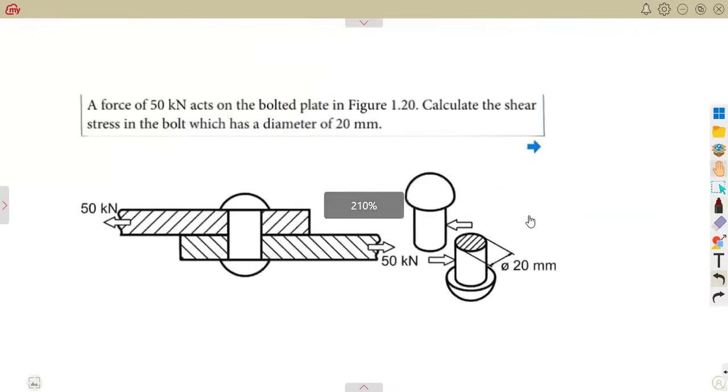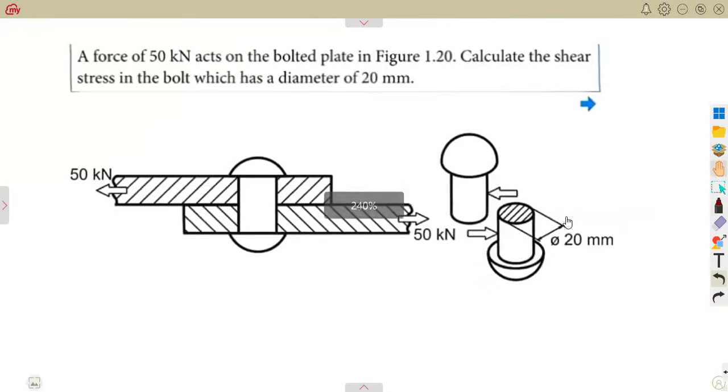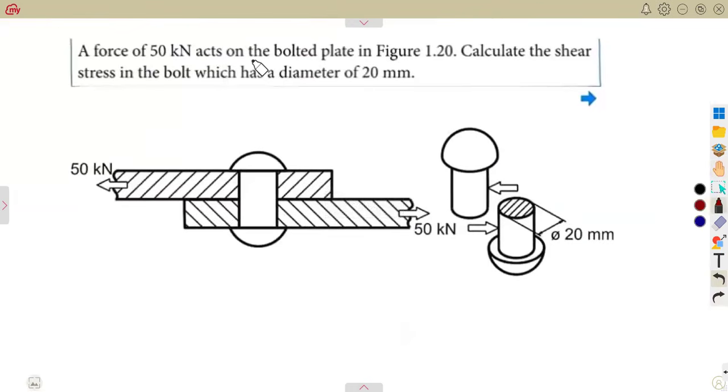So we're just going to consider some of the examples that we are given here. On this question, we are given that a force of 50 kilonewton acts on a bolted plate in Fig 1.20. This is a bolted figure. Thus, we are talking of what? A single shear of force. That is a single shear of parts. There's only one part to be affected. Single shear. If there are three, then we talk of a double, meaning more than one area is going to be affected.